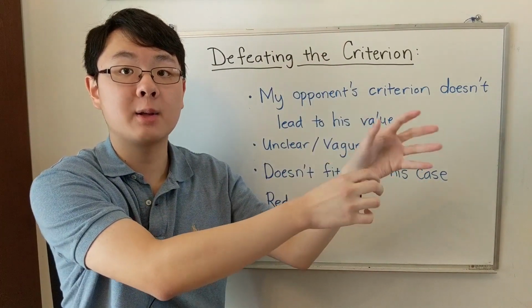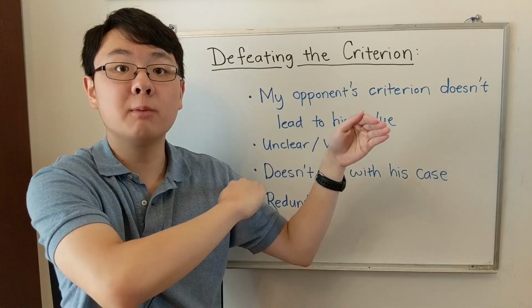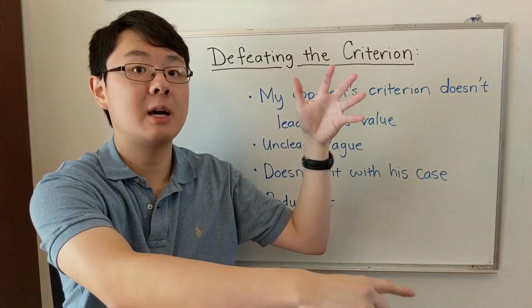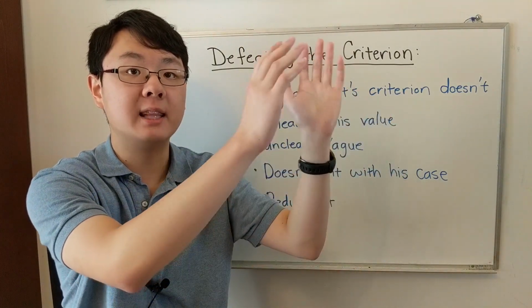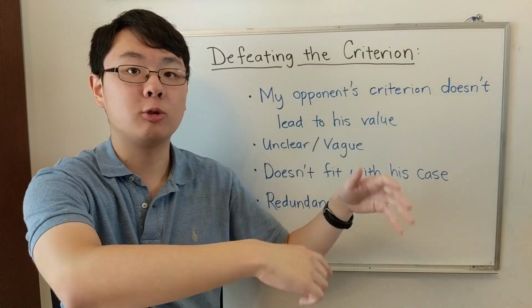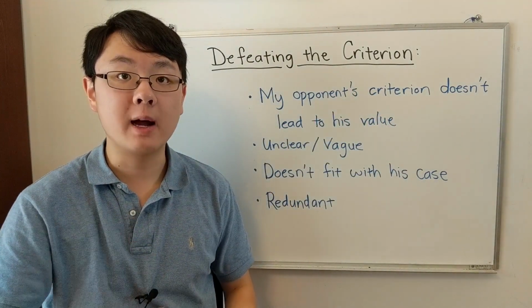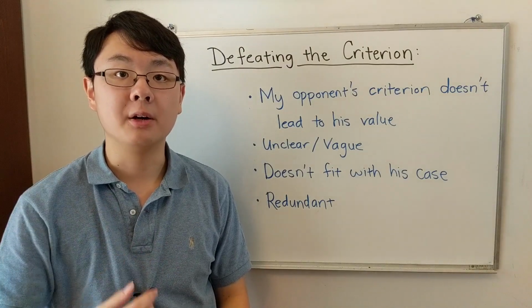There's a link between the value and the criterion. The criterion leads to the value. There's a link there. LD is made up of all these links. If you break one link, then many times the rest of the case falls apart. So try to break the link between the side of the resolution and the value. Try to break the link between the value and the criterion. So that's one way: the criterion doesn't lead to or go with his value.